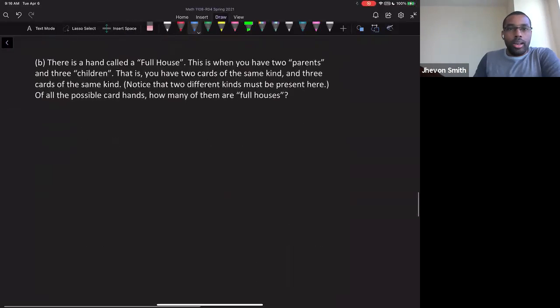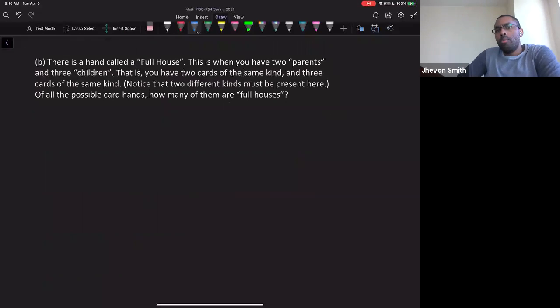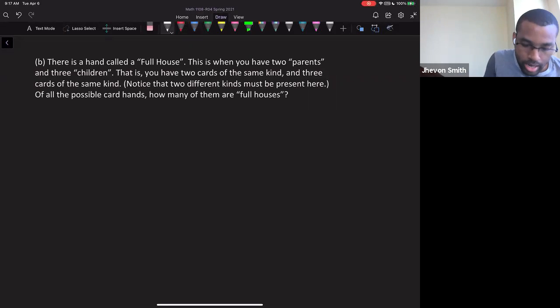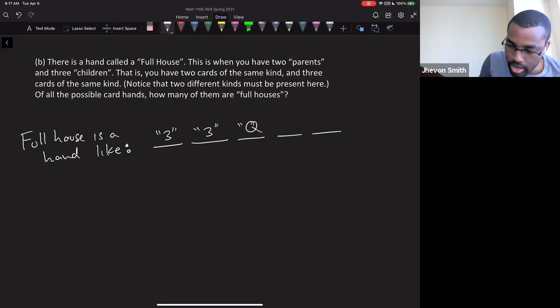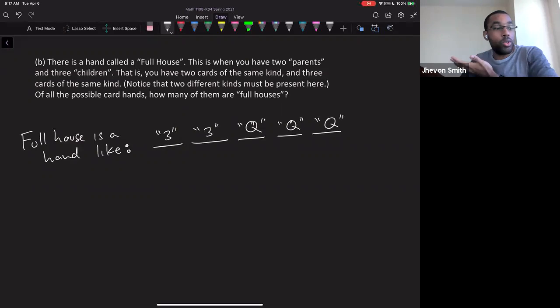Okay, B. Now I'm going to teach you a very specific poker hand. It's called a full house, where you have two parents and three children, right? It's a full house. Basically that means you have two cards of the same kind and you have three cards of the same kind. Give you an example: you have a three here and a three. So the threes are the parents. And then here I have a queen, a queen, a queen, right? So if you get three queens and two threes, you have what is called a full house. So I want to know how many possible full houses are there? How many ways can you choose two cards of the same kind and then three cards of the same kind to put in the same hand?